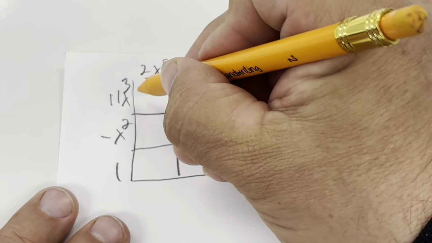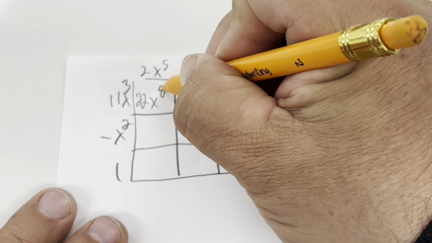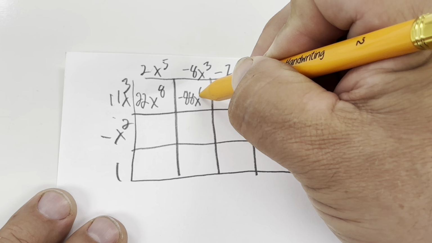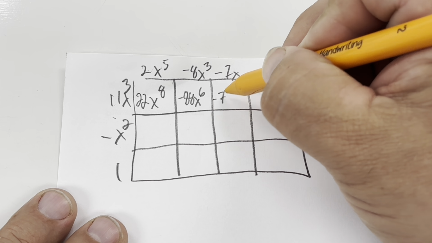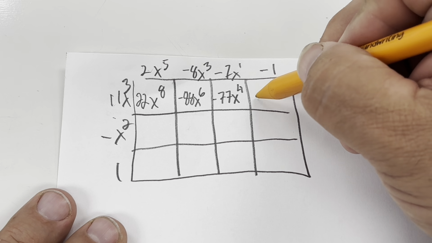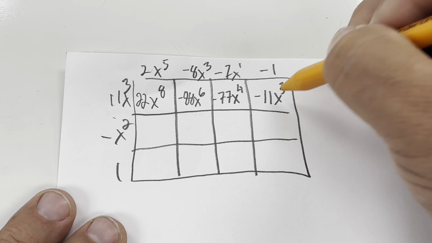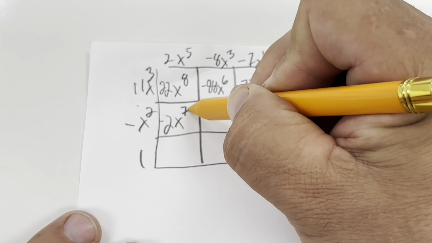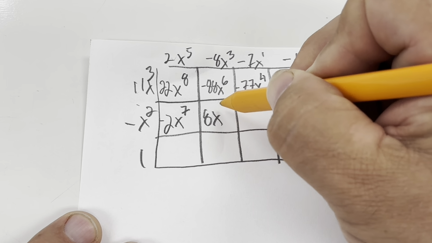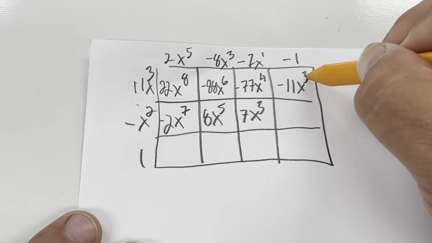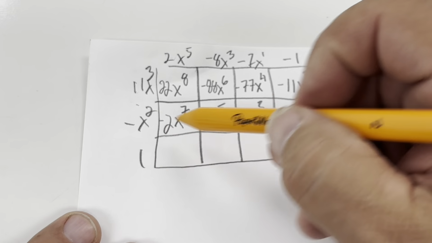So 11 times 2 is 22, x to the 8th. 11 times negative 8 is negative 88, x to the 6th, negative 77, x to the 4th. You add the exponents when you multiply, minus 11x cubed. Negative 2x to the 7th, positive 8x to the 5th, positive 7x cubed. So we have some like terms here.